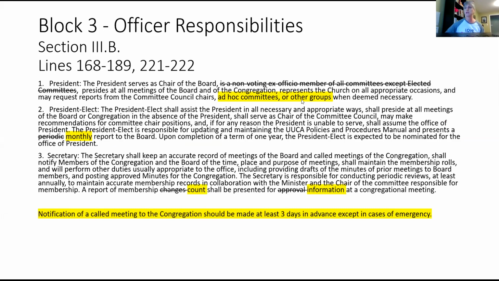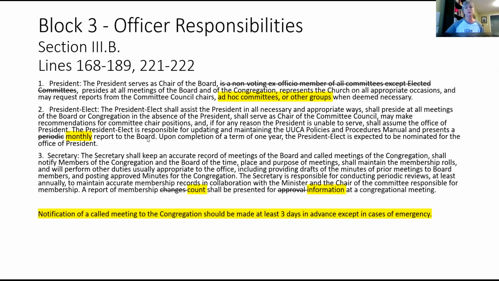And the board is recommending anything in highlighted yellow to be added. So for the president, there are two changes here, and I'll talk about those separately. The first one is that we are recommending that the board president is no longer an ex officio member of all committees. The reason is that we have a lot of committees, and that's a lot of time for the board president.